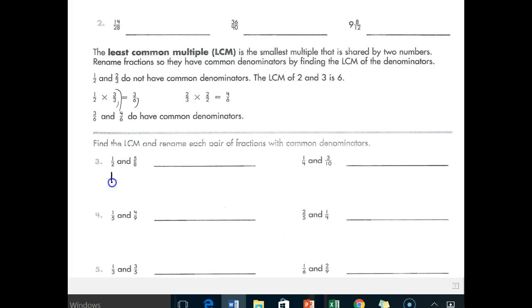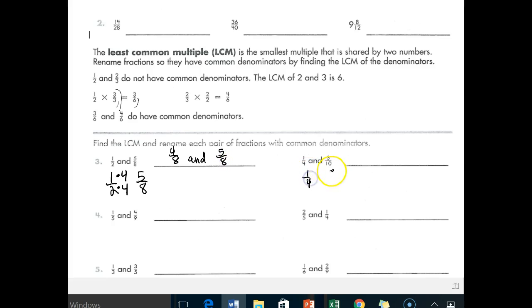So let's write this out. 1/2 and 5/8. Can I make 2 become something like 8, or do I have to multiply by something else? Well, I can. I can multiply 1/2 on top and bottom by 4, and this gives me 4 over 8. And now look, it has the same denominator, so I can just leave 5/8 the exact same way. Right? Let's do this one.